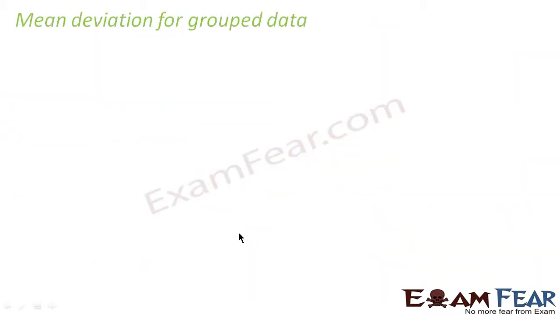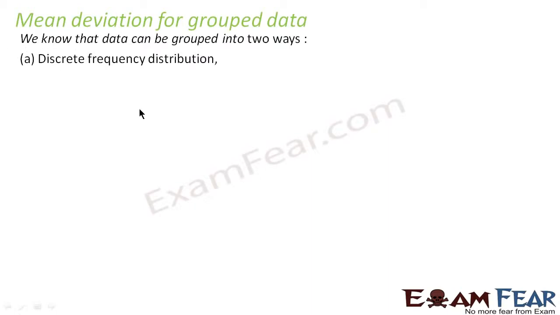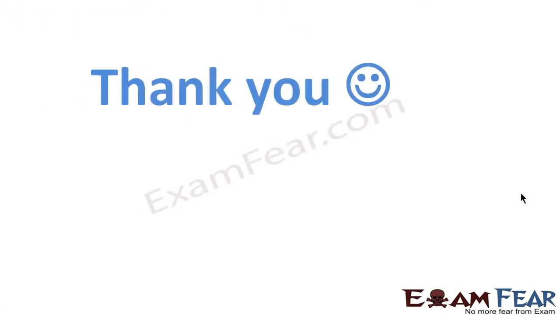Now we'll understand mean deviation for grouped data. So grouped data are of two types. One is discrete frequency distribution and the other is continuous frequency distribution. I'll explain this. Thank you.